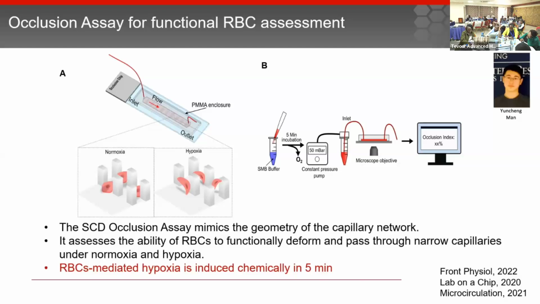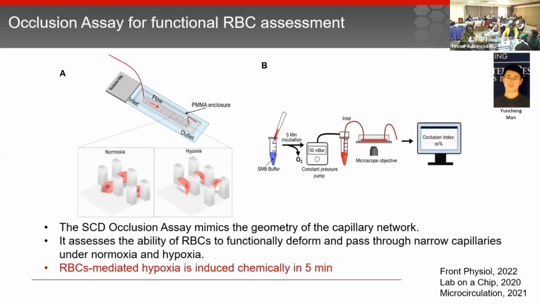So we've been able to develop a new assay where we assess red blood cells under low oxygen levels, closer to 20 millimeters of mercury, which are closer to the oxygen levels within the spleen or the kidney.